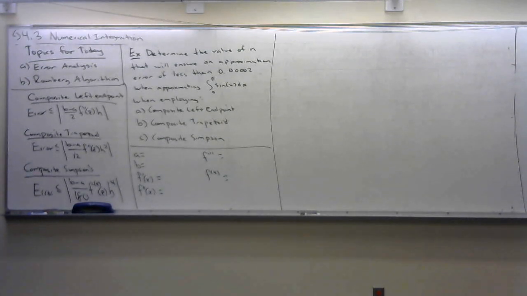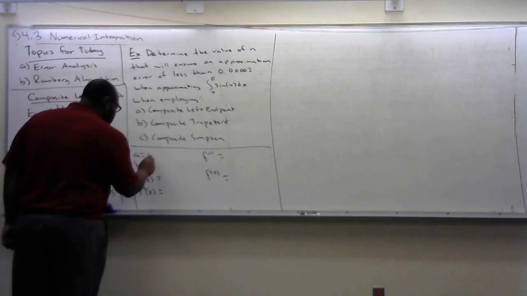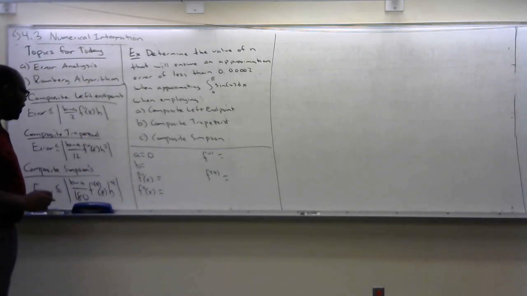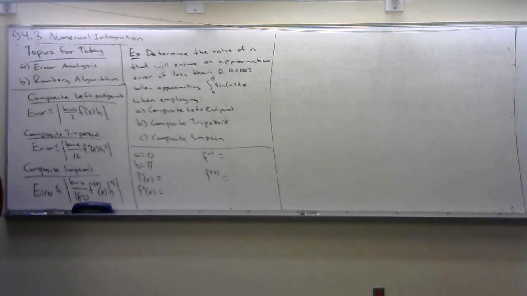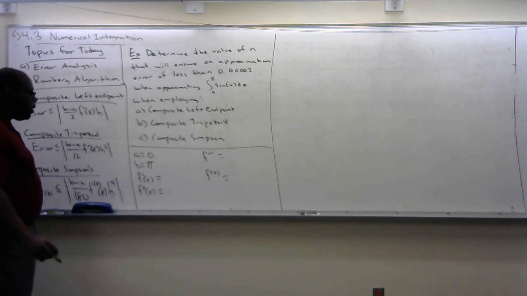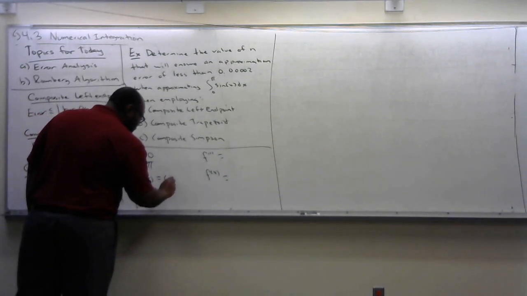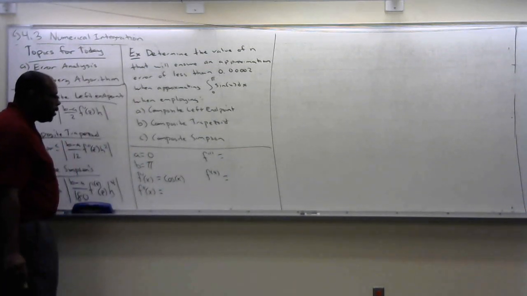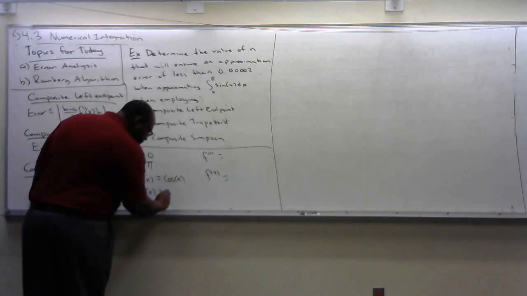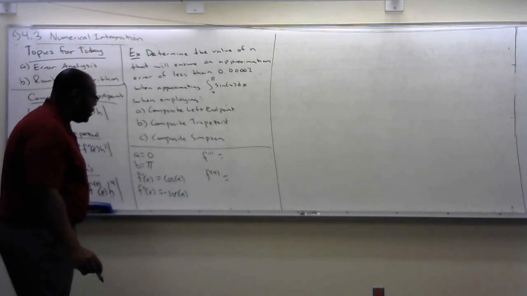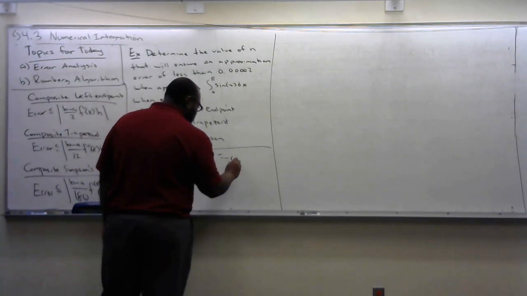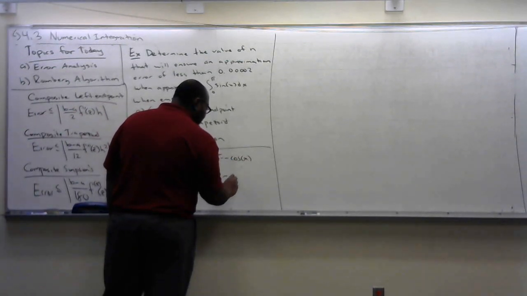So my a should be equal to 0, b is equal to pi. My function is sine of x. The derivative of sine of x is cosine of x. Derivative of cosine of x is negative sine of x. Derivative of negative sine of x is negative cosine of x. Derivative of negative cosine of x, we're back to sine.